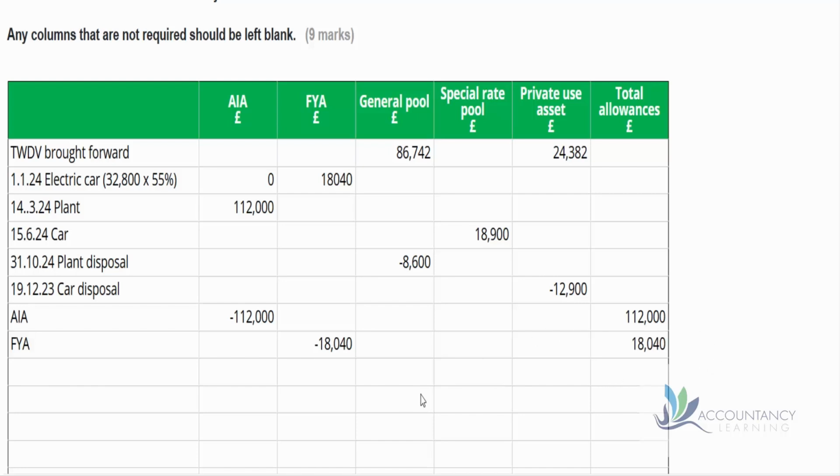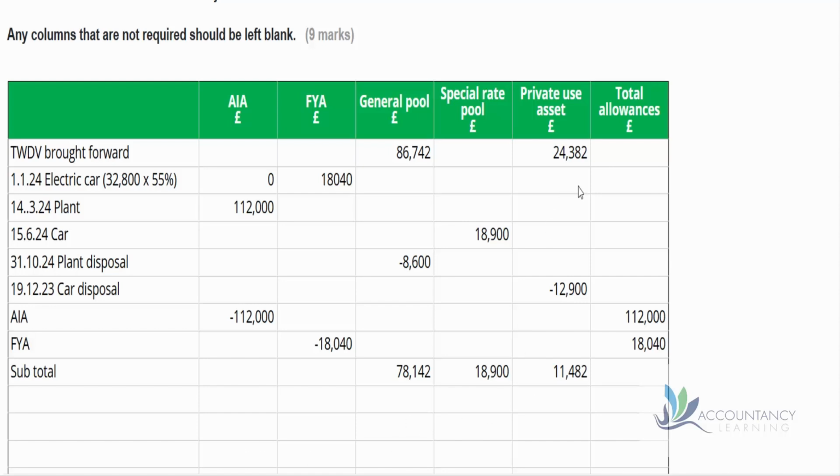Now, before we can work out our allowances on our general pool or any of the other pools, we need to work out a subtotal. So in the general pool, we have a subtotal of 78,142. In the special rate pool, we have a subtotal of 18,900. And in the private use pool, we have a subtotal of 11,482.